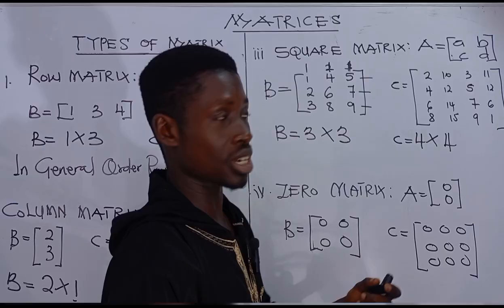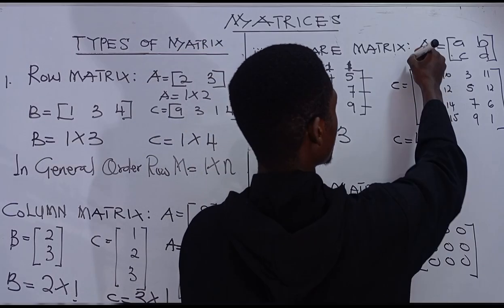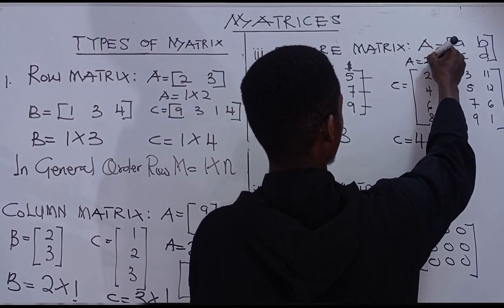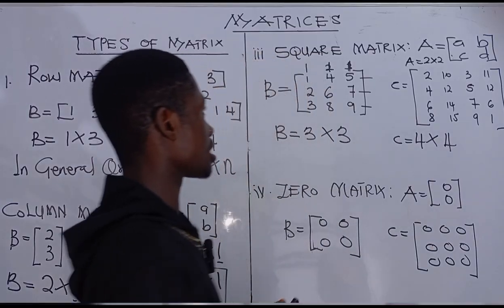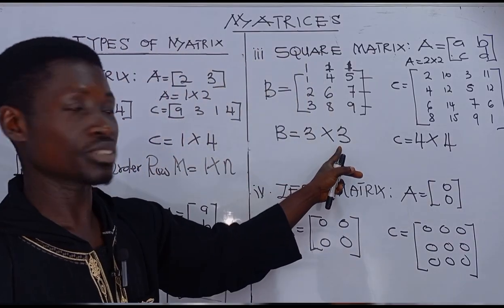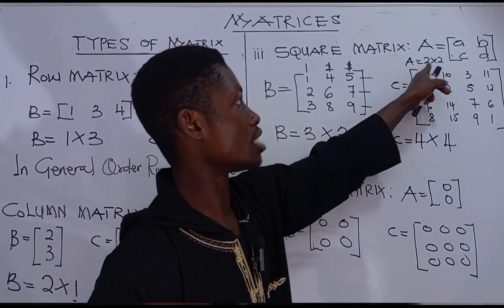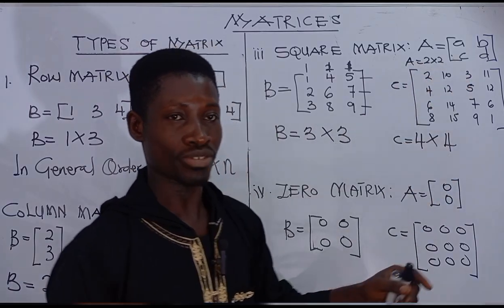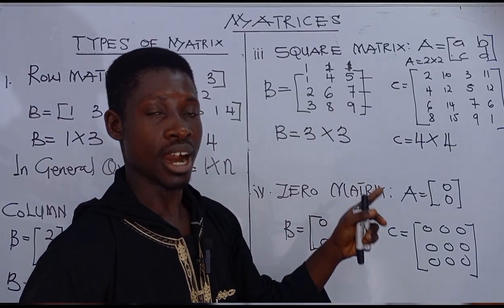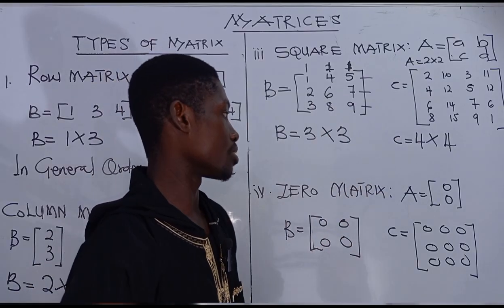Matrix A is also a squared matrix because the number of rows is equal to the number of columns. So you can see that this matrix is a 3 by 3 matrix, matrix C is a 4 by 4 matrix, and matrix A is a 2 by 2 matrix. And all of these are examples of a squared matrix.